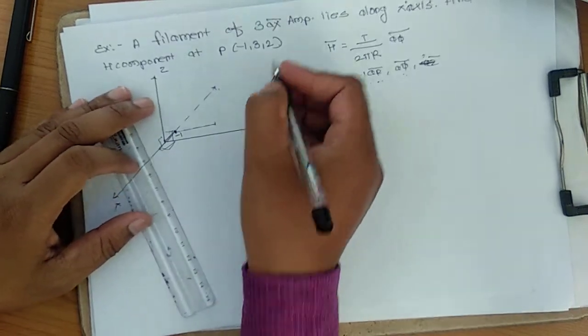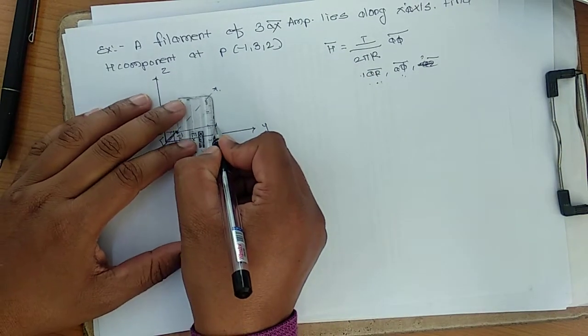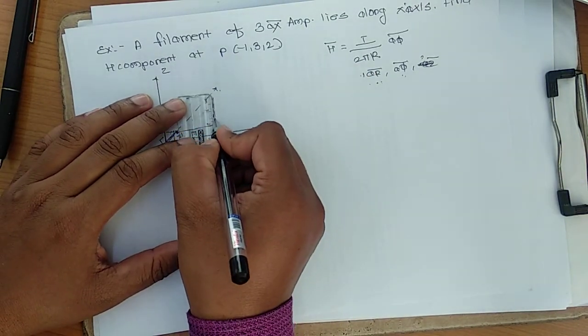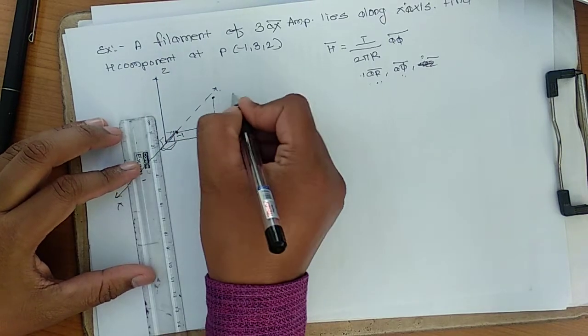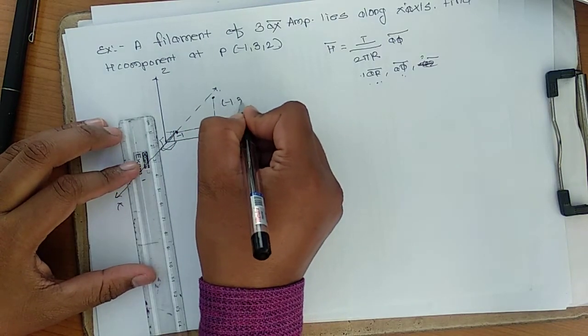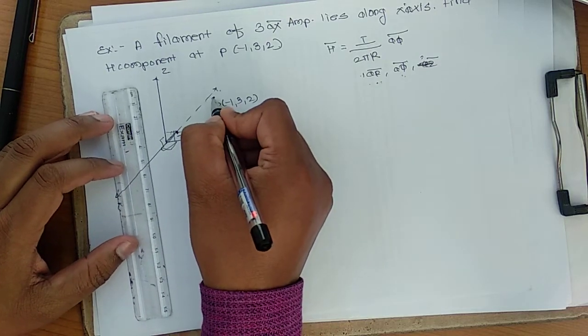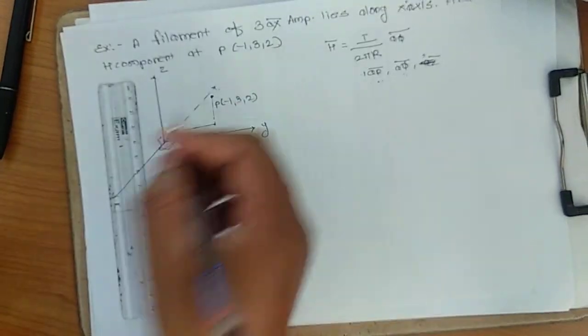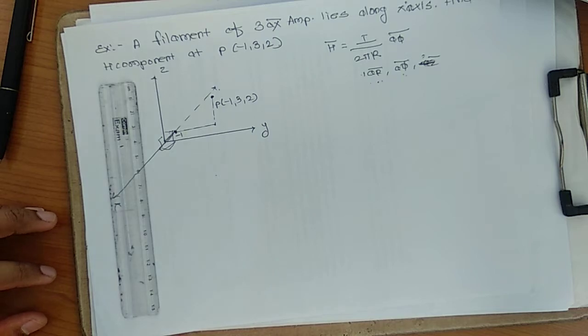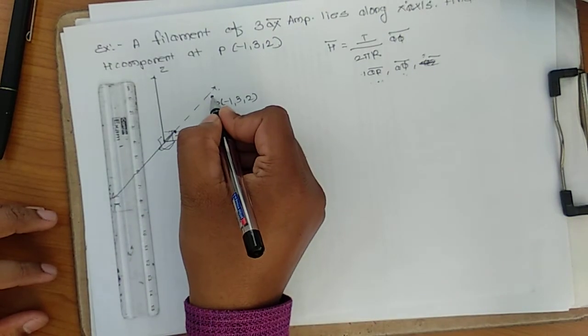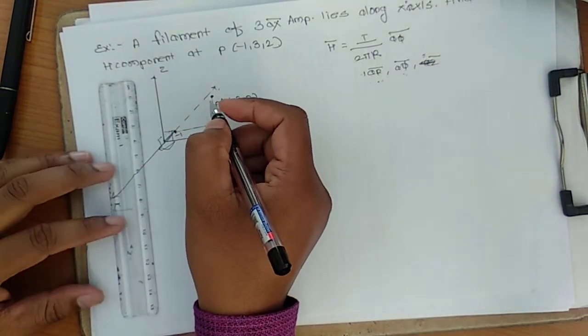And what about the z coordinate? It should be 2. So here you will get the point P as (-1, 3, 2). Now from this point, first of all, we have to put a perpendicular from this point to the axis.